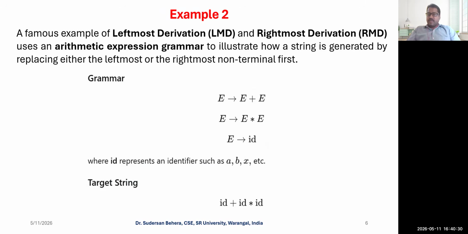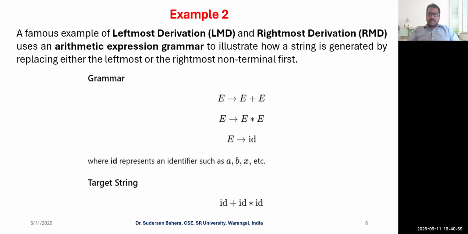Identifier, in short, is written as ID, where the identifier can be anything. You can take the identifier as A, B, sum, C, or initial. You can consider it as sum underscore 05. Anything that obeys the rules of an identifier can be considered as an identifier. So here three productions are given.